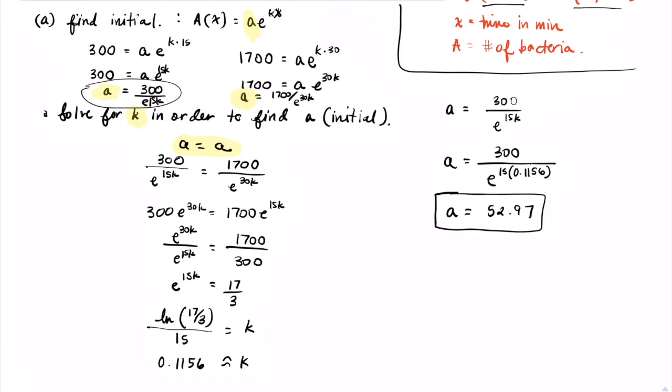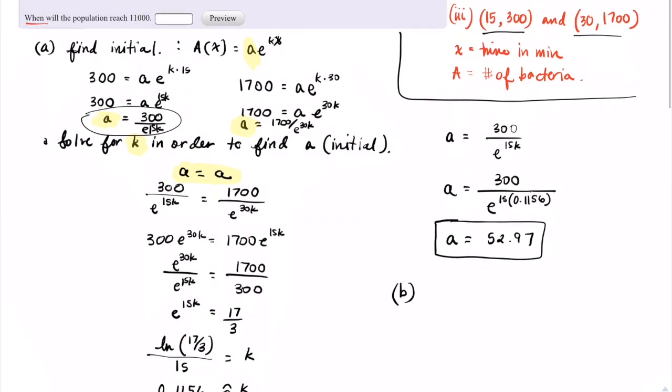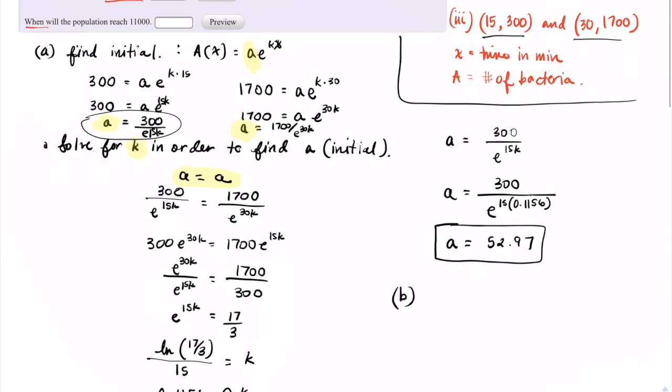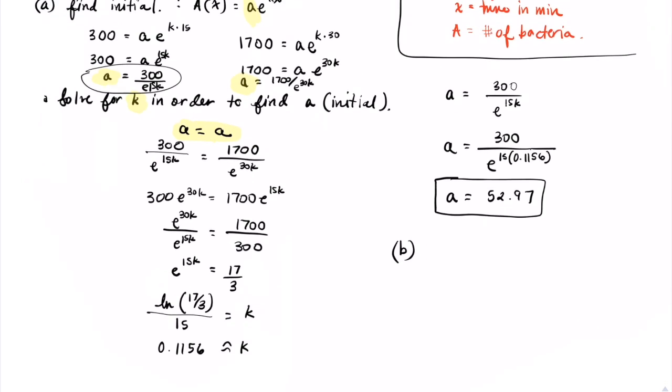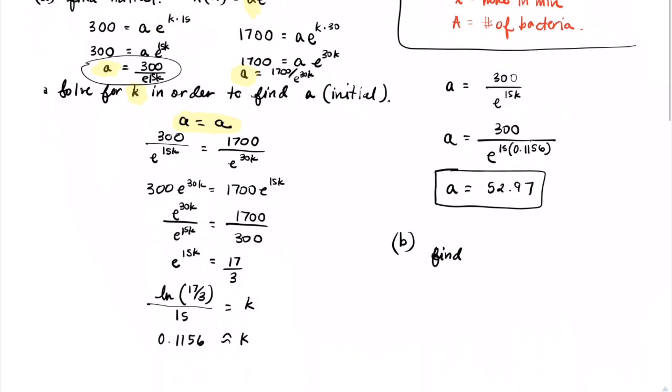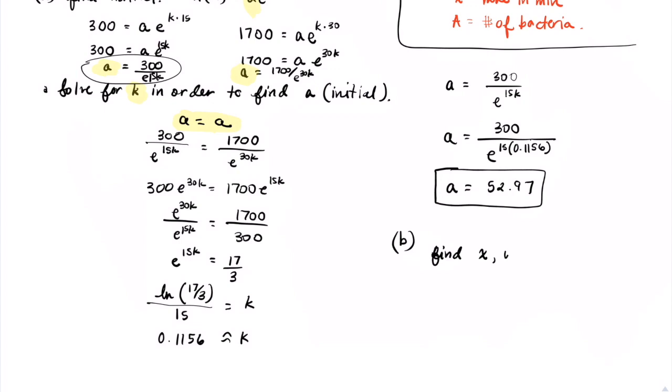The first part is always going to be the longest, especially when you have to find a missing parameter of your exponential function. And so part B now would be find the doubling period. The doubling period would be when the original culture doubles. So in this case, you'd want to find x when you have 2 times A as your amount.